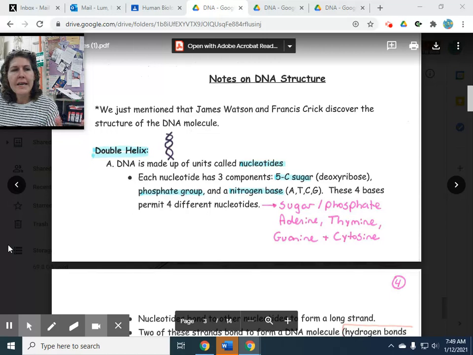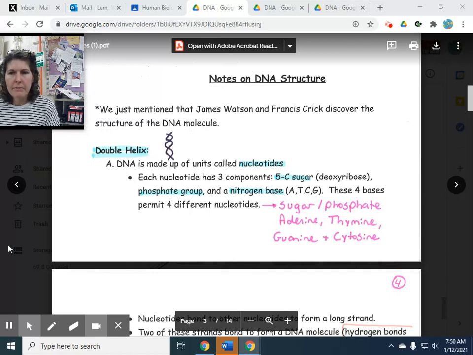So if we take that double helix and break it down into the small structure, it's made of a unit called a nucleotide. You know what a nucleotide is; we just got done with enzymes. We said a nucleotide is a sugar, a phosphate, and a nitrogen base, such as ATP. A nucleotide is also what makes up DNA, so it's made up of three components.